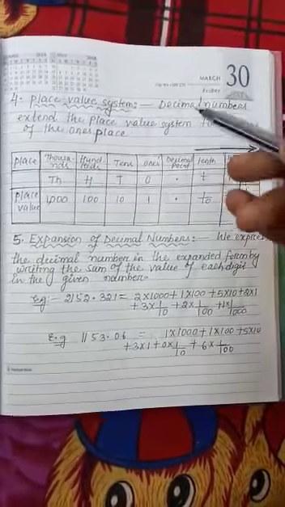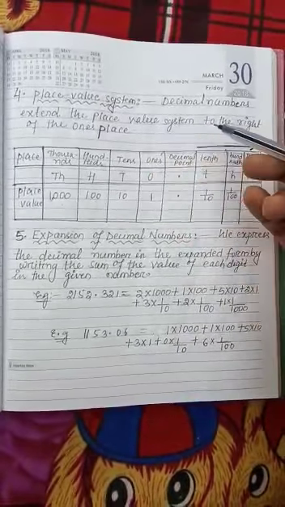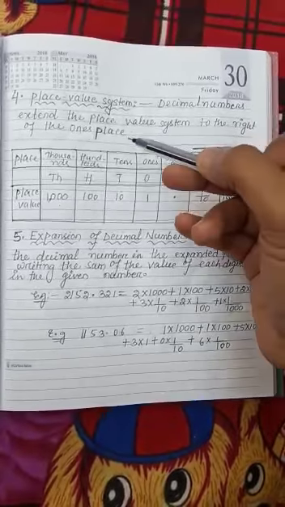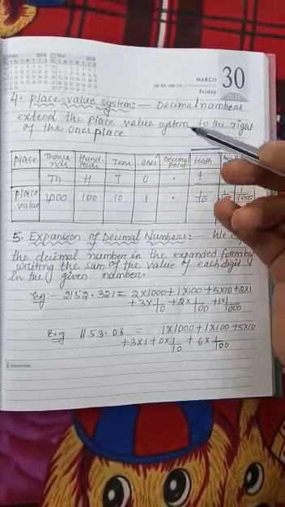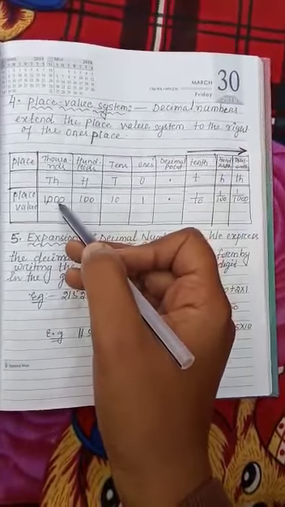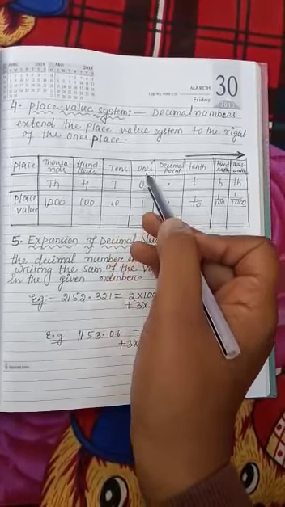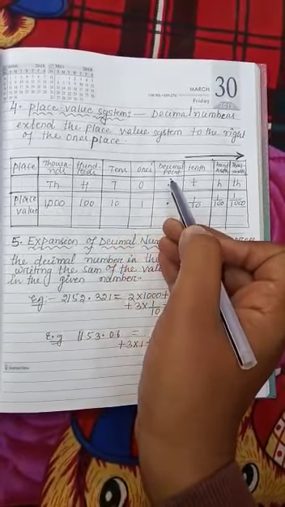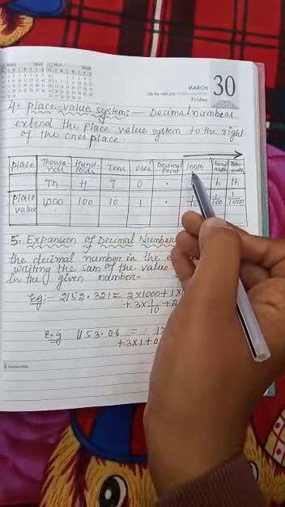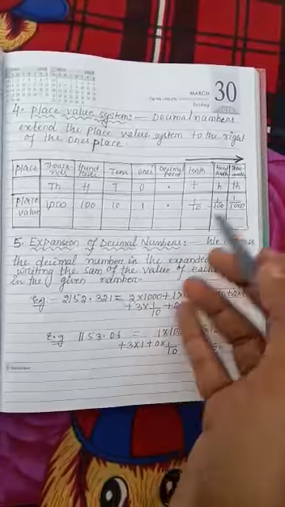Then place value system. Decimal numbers extend the place value system to the right of the ones place. Here we have taken from the 1000 place. The first one is 1000, then 100, then tens, then ones. After the ones we have the decimal point. Then tenths, hundredths, thousandths, and so on.